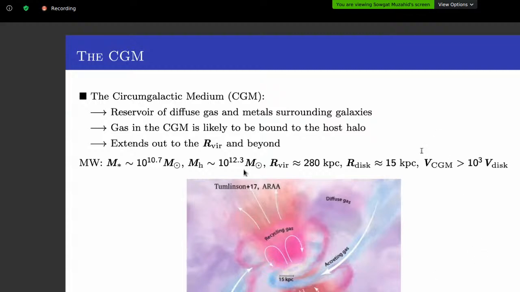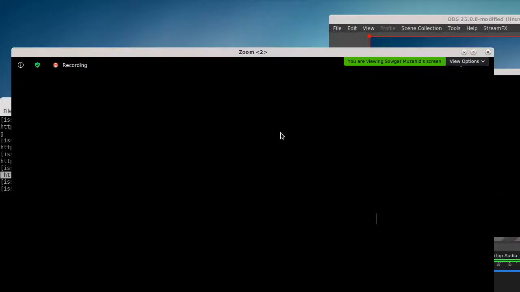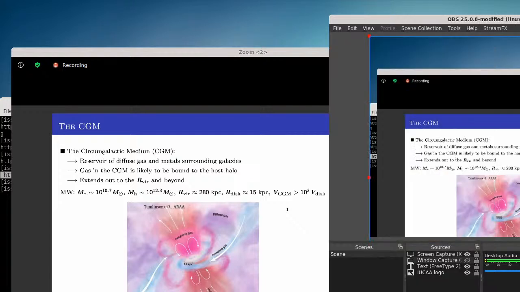And in terms of volume, if you just see how much volume there is in the CGM compared to the disk, it's like 3 orders of magnitude, like 10^3 times the disk volume. So it's a huge volume filled with diffuse gas that is too diffuse to emit any prominent emission. So it's difficult to probe the medium.